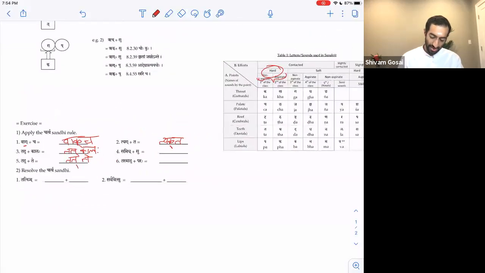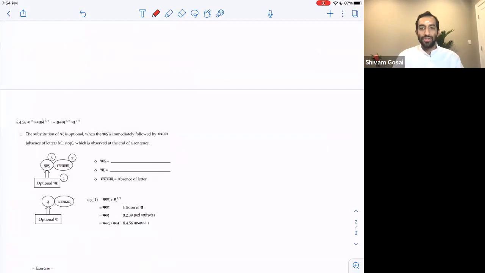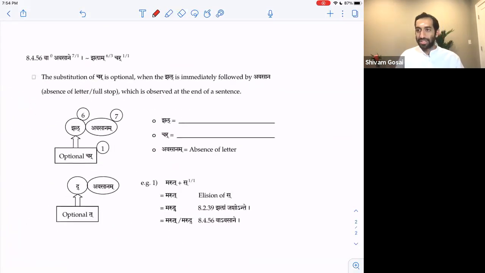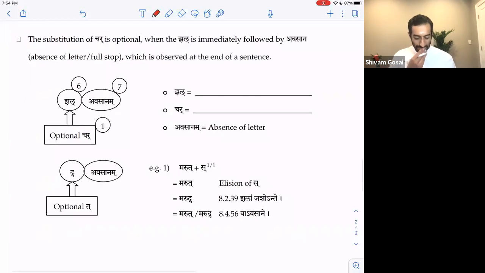Okay, so that's that. Since we're breaking our brains, I'm going to do one more brain breaking exercise, and then we'll come back and finish this marut. This is the next sutra that you'll see in the book. If you go to the next page, you don't need to know the sutra, but it's Vavasane. What this is going to explain is why in 1-1 we have two forms, marut and marud.